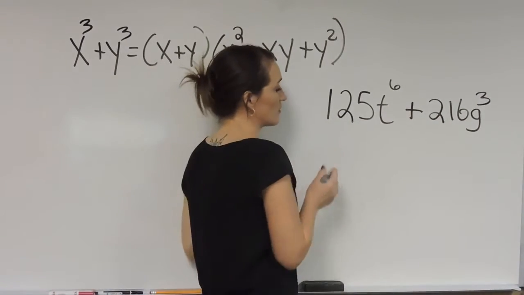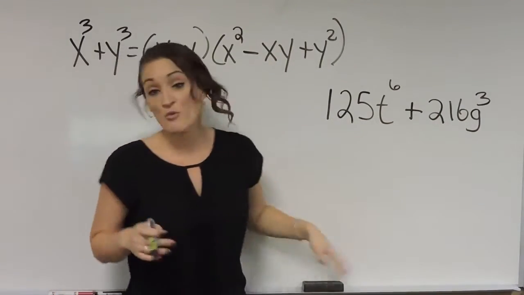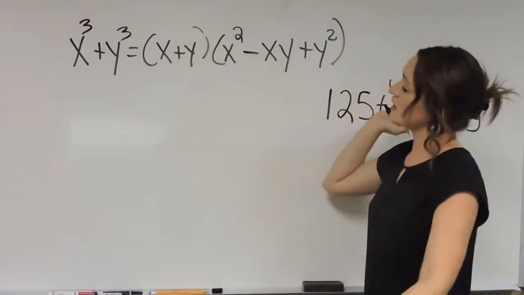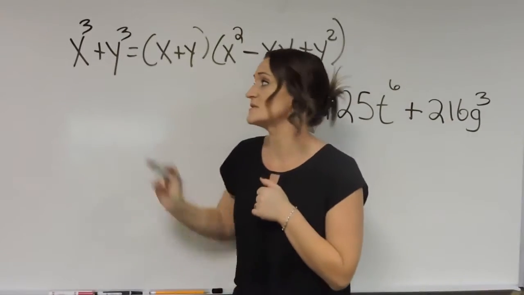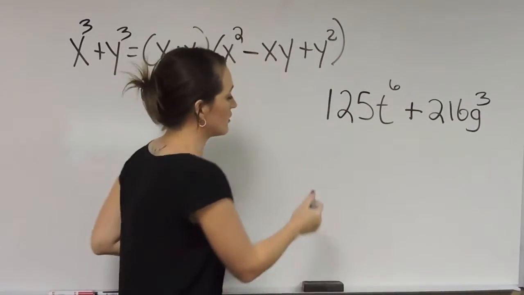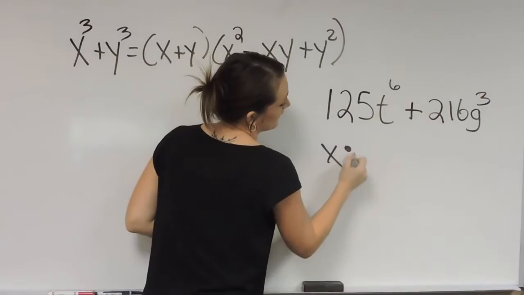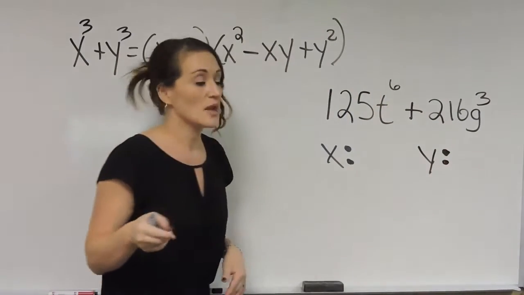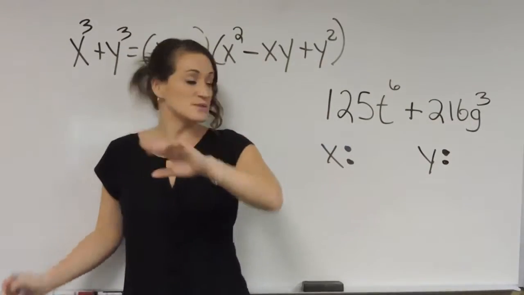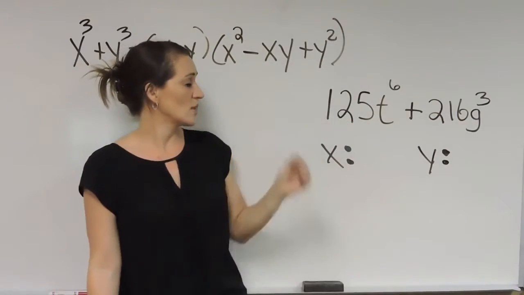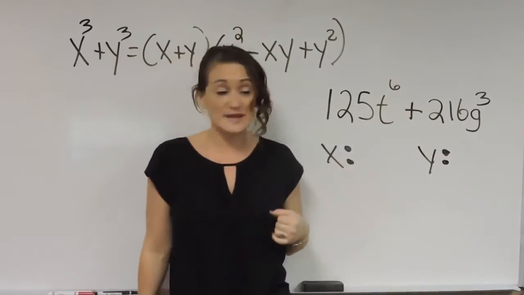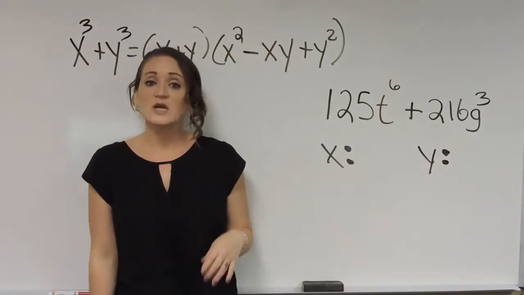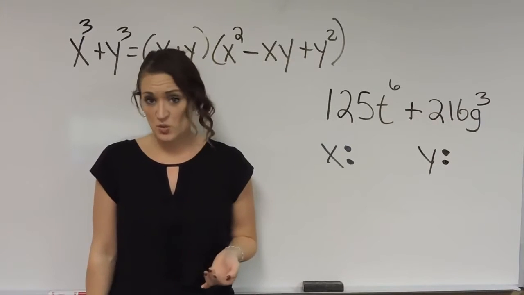So we have two terms, right? And we need to figure out, are both of them a perfect cube? Now, since our lovely formula over here, this is the formula for sum of cubes, uses x's and y's here, what I'm going to do is label these x and y. Now our x is going to be what times what times what is this first term. So what times what times what gives me a 125t to the 6. Starting with the number 125, what times what times what is 125?